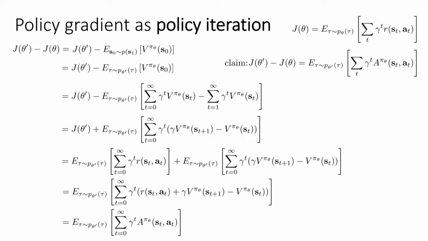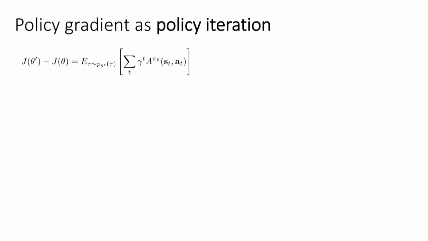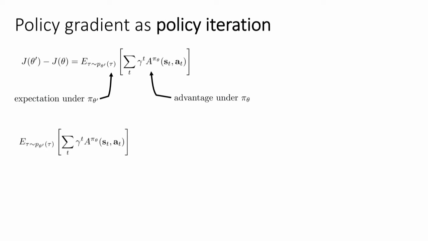Okay, so now let's continue down our journey. Let's try to see if we can actually optimize this. We're not quite there yet because we still have this expectation under p theta prime. So let's turn this into something that looks a little bit more like policy gradient. So far we have the advantage under pi theta and an expectation under pi theta prime. That's no good because it's very difficult to calculate a gradient for that without generating additional samples from pi theta prime. So here's what we can do.